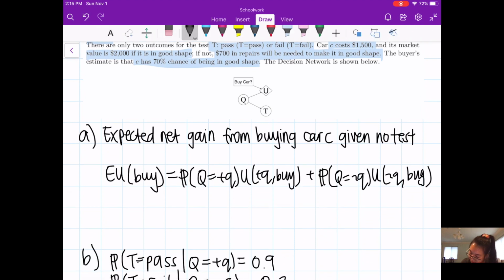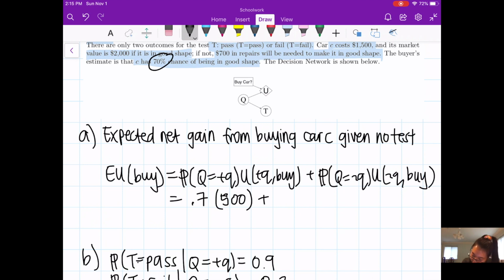Sorry, this got very messy. Yeah, that's better. Cool, so that would be equal to, it says here that we have 70% of it being in good shape, so 0.7. And then if we end up buying it, we will end up getting $500 because we will buy it for $1,500, but it's actually worth $2,000.